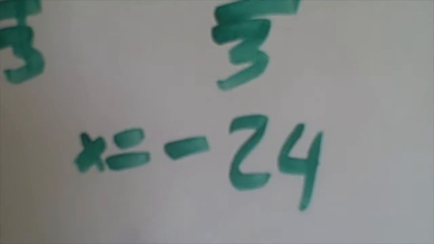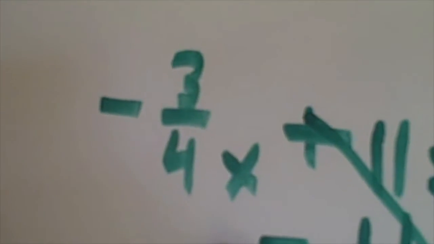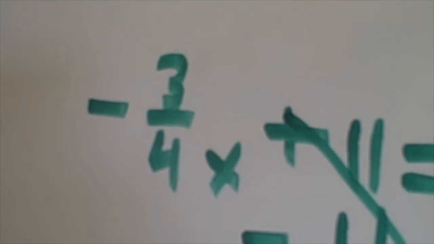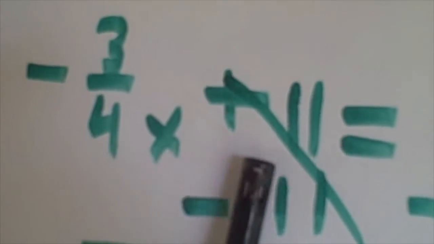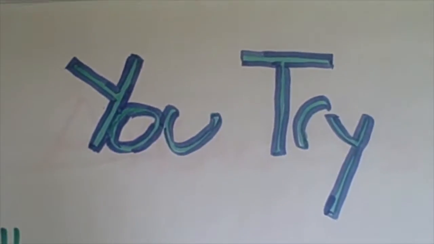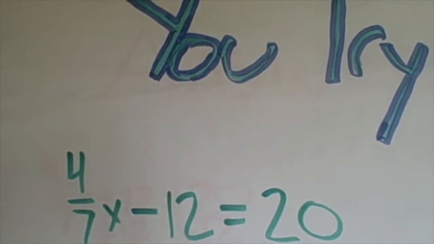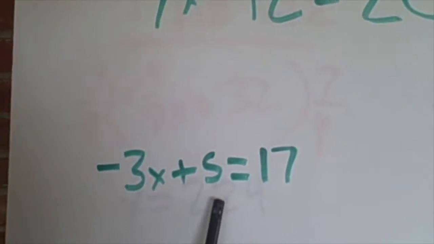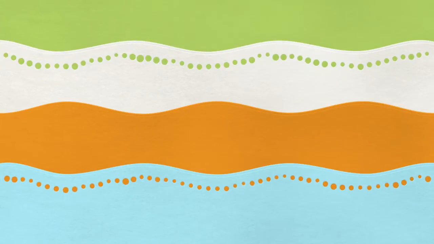So check your work. So negative 24 plugs into x. So a negative times a negative will end up being a positive. So this will come out, so 3/4 of 24 is 18. So 18 plus 11 is equal to 29. Okay, so I want you to pause the video and try 4/7 x minus 12 is equal to 20. And negative 3x plus 5 is equal to 17. Let's see how you do when you come back.